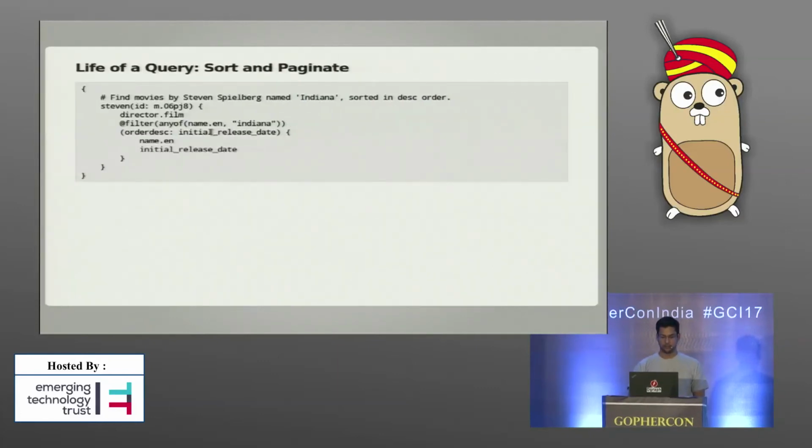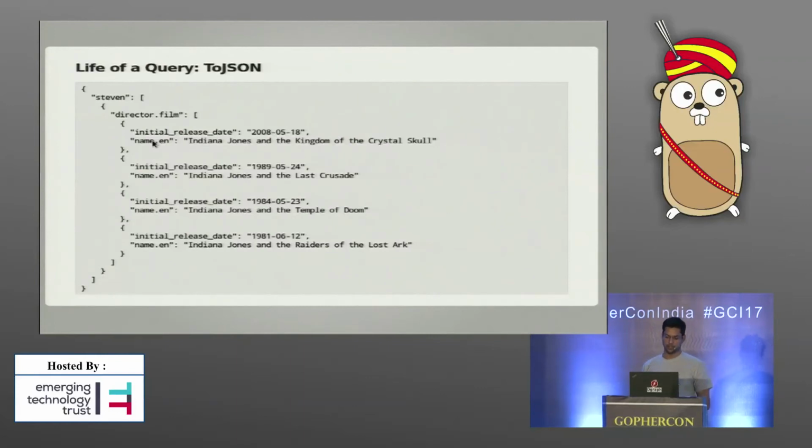Then we sort based upon initial release date. So we send to the server which contains the initial release date predicate. We apply the sorting over there. Then finally, we process the children by doing recursiveness. And then we convert it to JSON, which gives us the 4 movies by Steven Spielberg, all the Indiana Jones movies. And if you look carefully, these are sorted by date in reverse order.